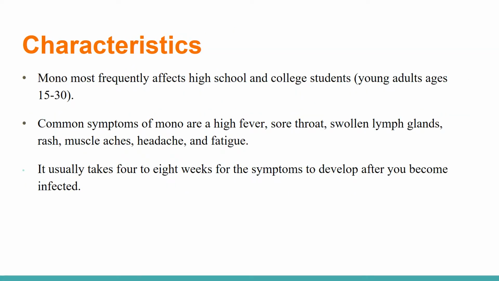Characteristics. Mono most frequently affects high school and college students, young adults between ages 15 and 30. Common symptoms of mono are high fever, sore throat, swollen lymph glands, rash, muscle aches, headache, and fatigue. It usually takes 4 to 8 weeks for the symptoms to develop after you become infected.